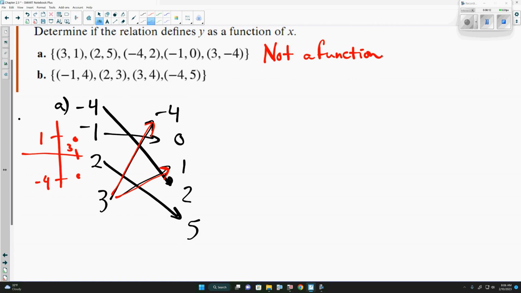We can have 2 different x values going to the same y. We cannot have one x value going to 2 different y's. So we can have 2 x's for 1 y. We can't have 1 x for 2 y's. So this here is not a function.